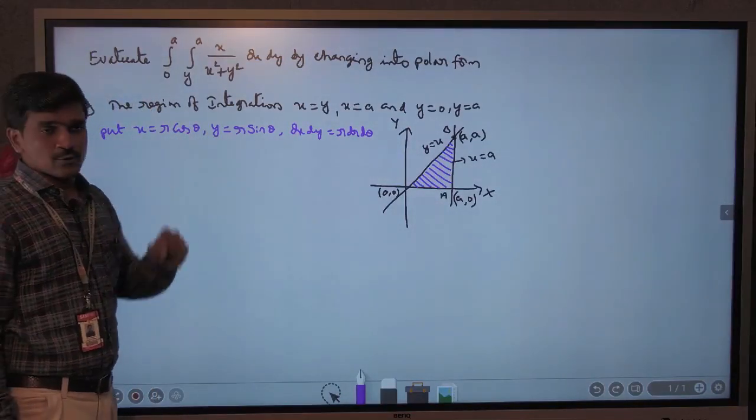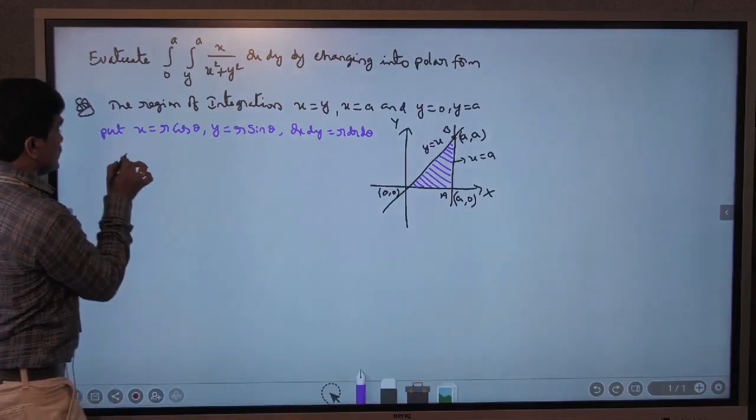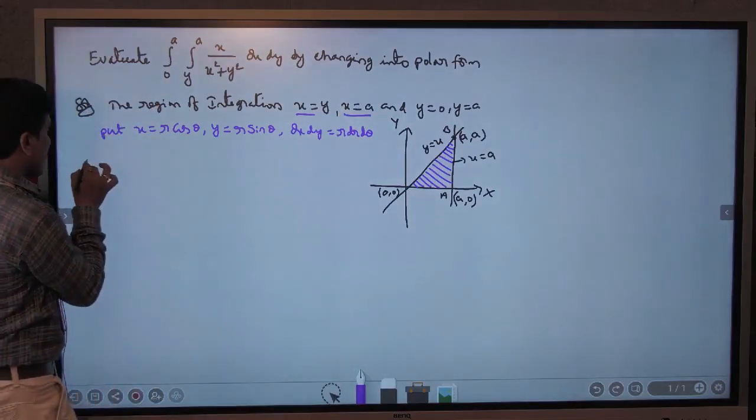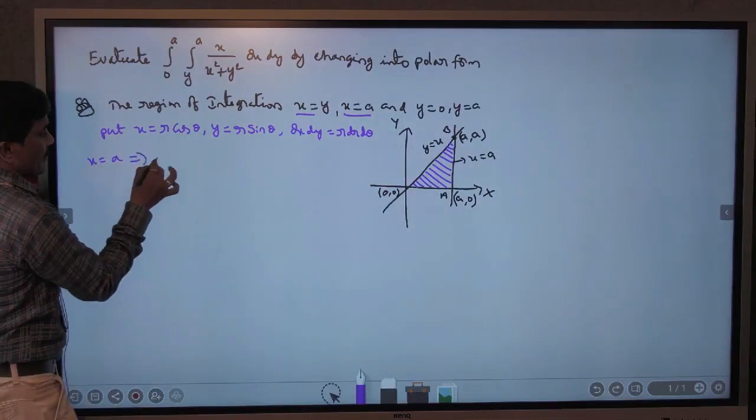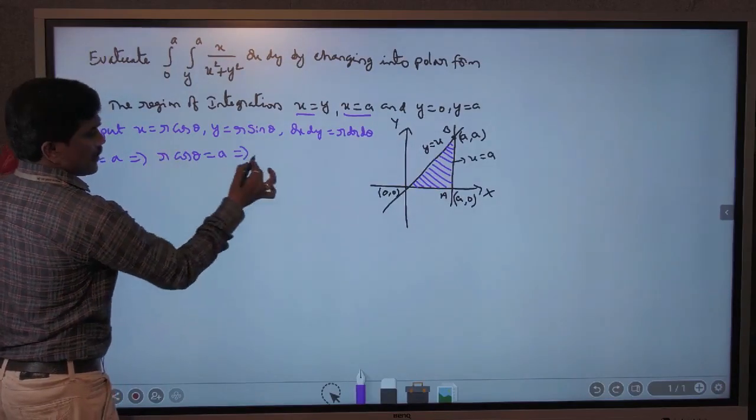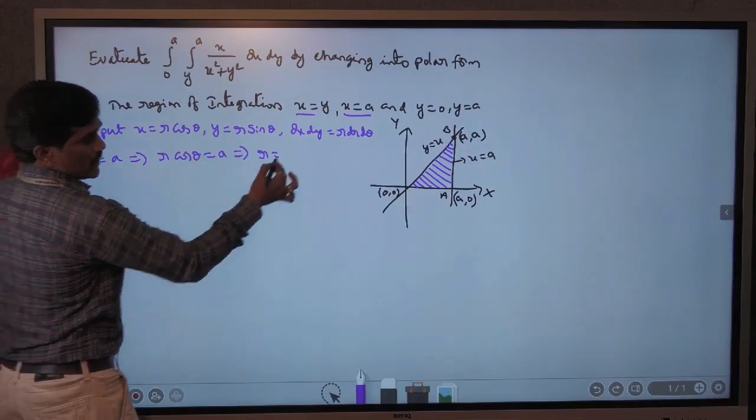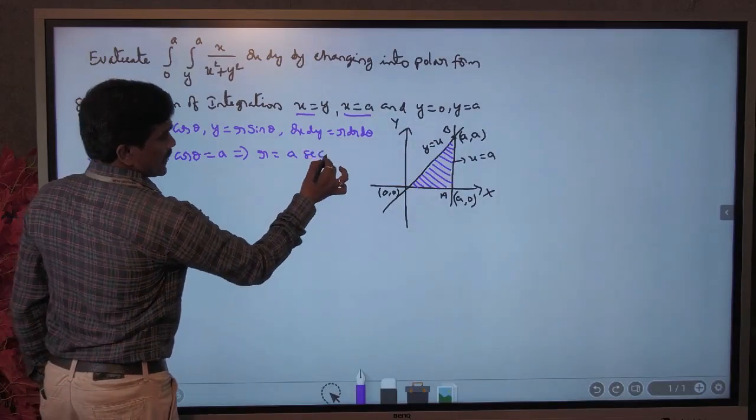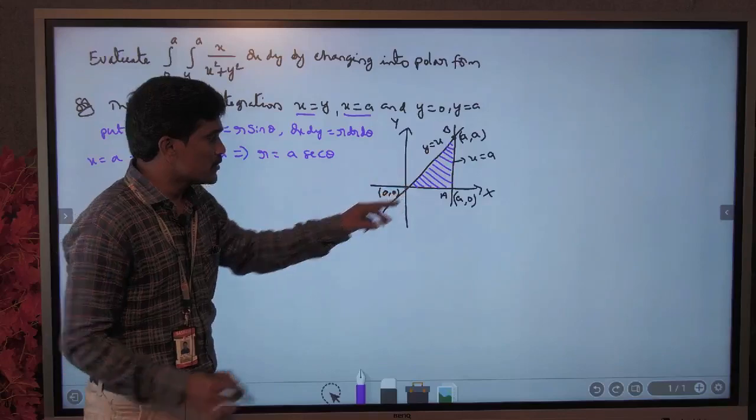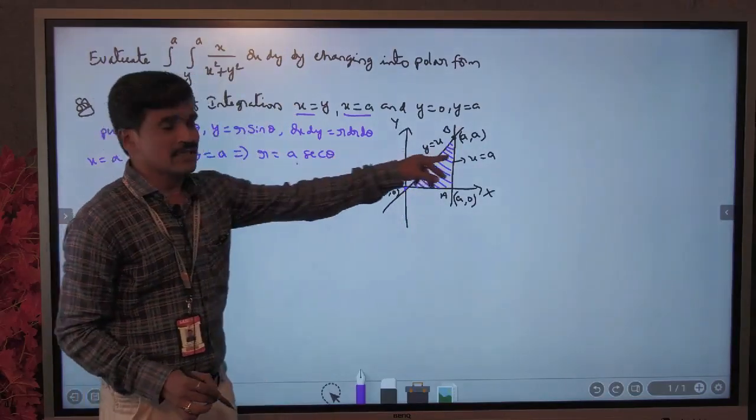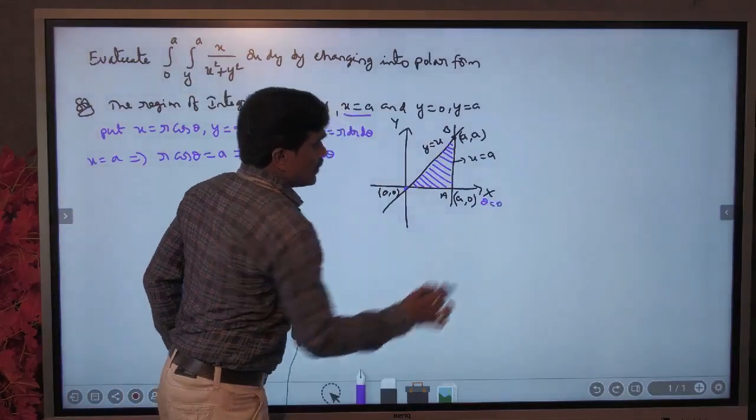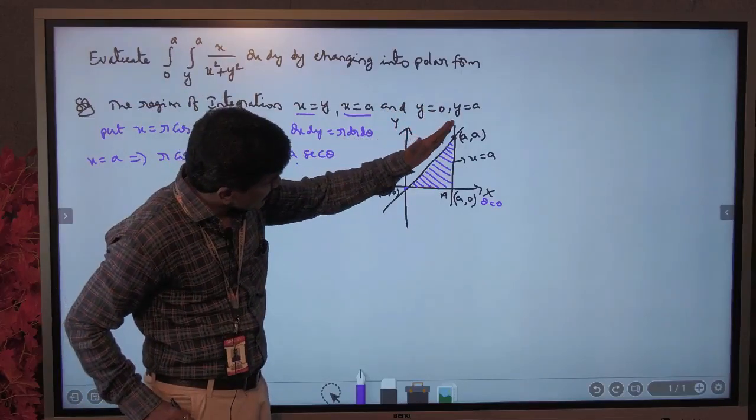Now when we take this substitution, we get r. So x is equal to r cos theta, and by x is equal to a, when x is equal to r cos theta, that is equal to a, that implies r is equal to a by cos theta, a times 1 by cos, which is secant theta. Now this is the required region. Now r varies from 0 to a secant theta, and theta, what is theta? Here theta is 0.